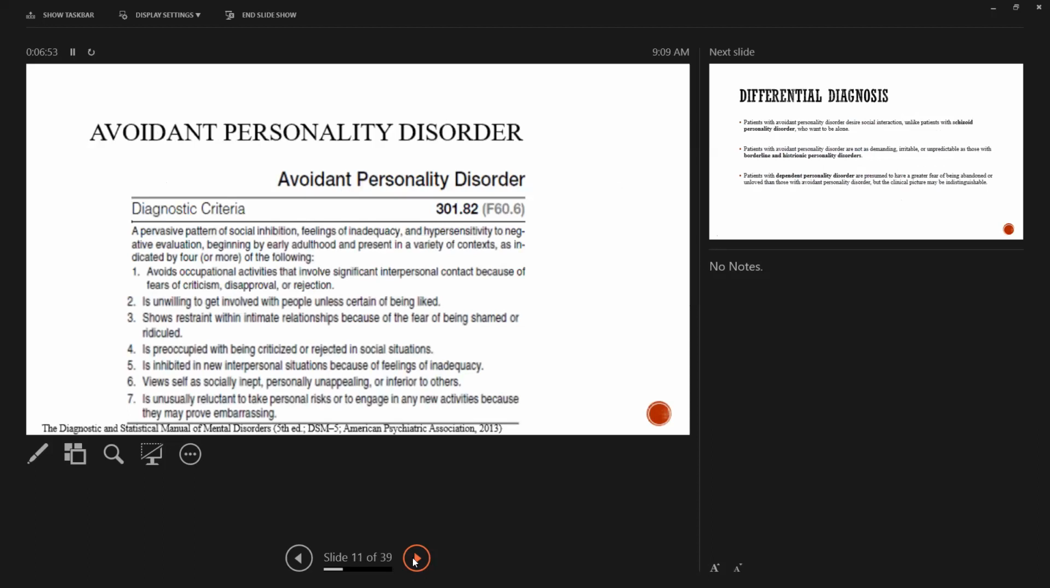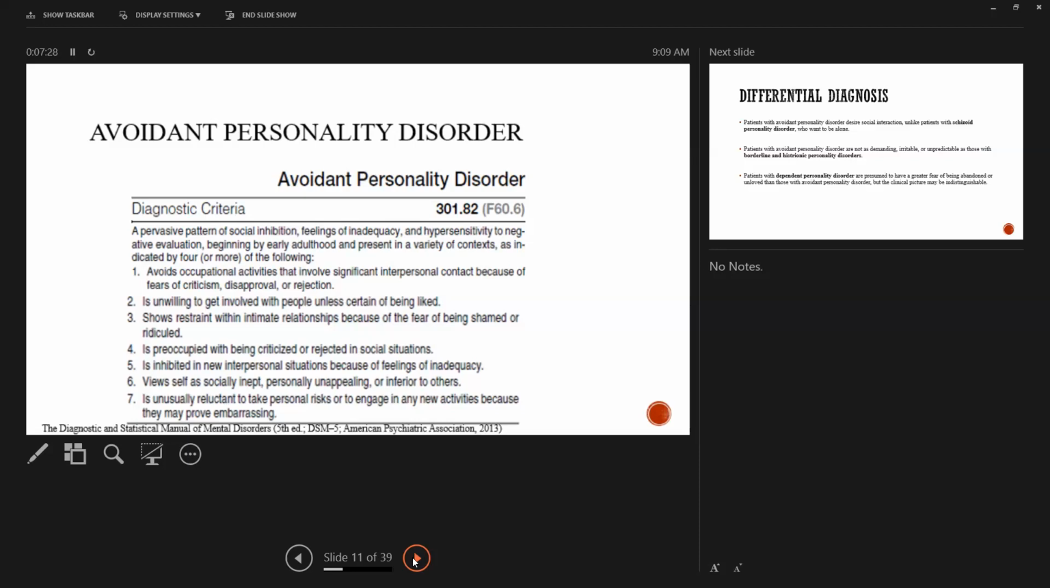Next is avoidant personality disorder. Now, this patient will avoid occupational activities which involve significant interpersonal contact because he or she fears being criticized, disapproved of, or rejected, and will not be involved with people unless he or she is certain of being liked by them. So he or she will usually not get into any intimate relationship, and his mind will be preoccupied with being criticized or rejected in social situations.